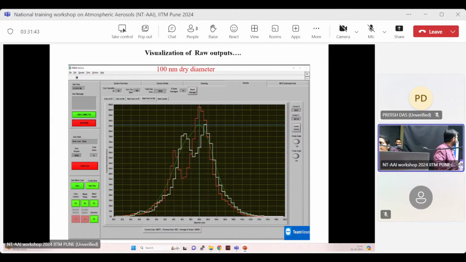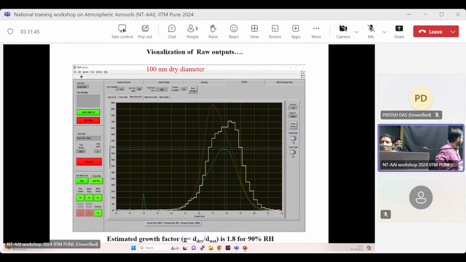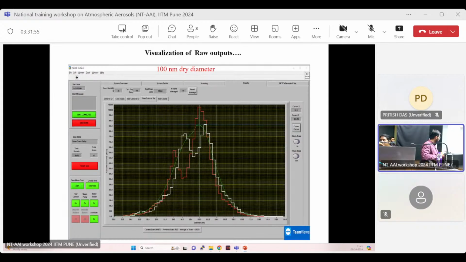If you compare it here, you have a single Gaussian function, so all the numbers that lie within it are number concentrations associated with the one mode. When you are getting two modes, there will be one Gaussian function and another Gaussian function.